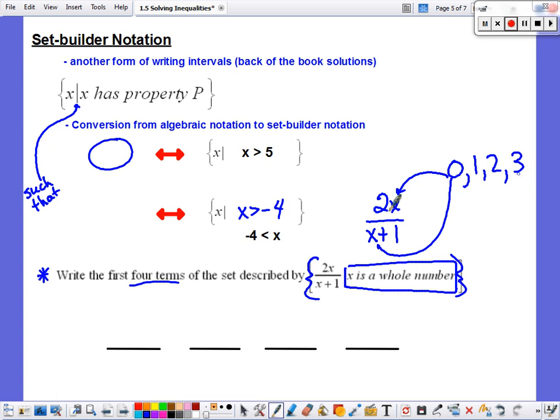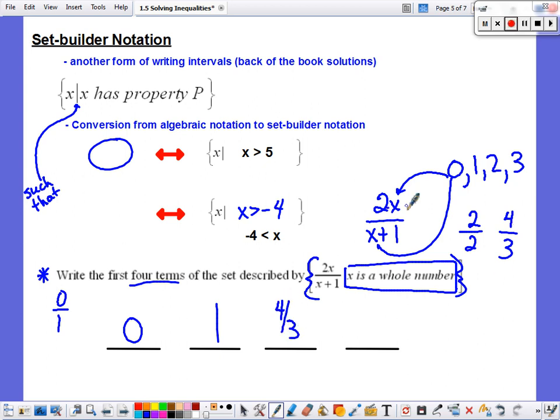So when I plug in 0, I get 0 over 1. Well, 0 divided by anything is 0, so that's my first value. If I plug in 1, I get 2 over 2: 2 times 1 is 2, and 1 plus 1 is 2. 2 over 2 is 1. There's my next value. I then plug in 2. I get 4 on the top and 3 on the bottom, because 2 times 2 is 4, and 2 plus 1 is 3. So I get the answer 4/3.